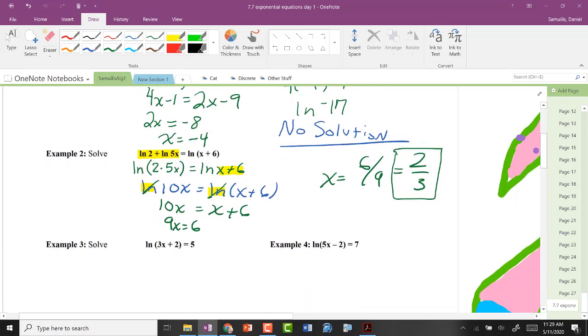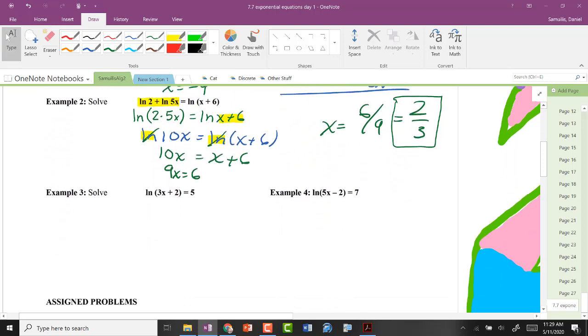Okay, same process. All right, well now what if I don't have one-to-one? I only have the one logarithm. There's no logarithm over here. So we have to convert it to exponential form. But Mrs. Samuelis, there's no base. That's right. We have to remember that natural log does mean log base e. Log base e. So now I can convert that to exponential form.